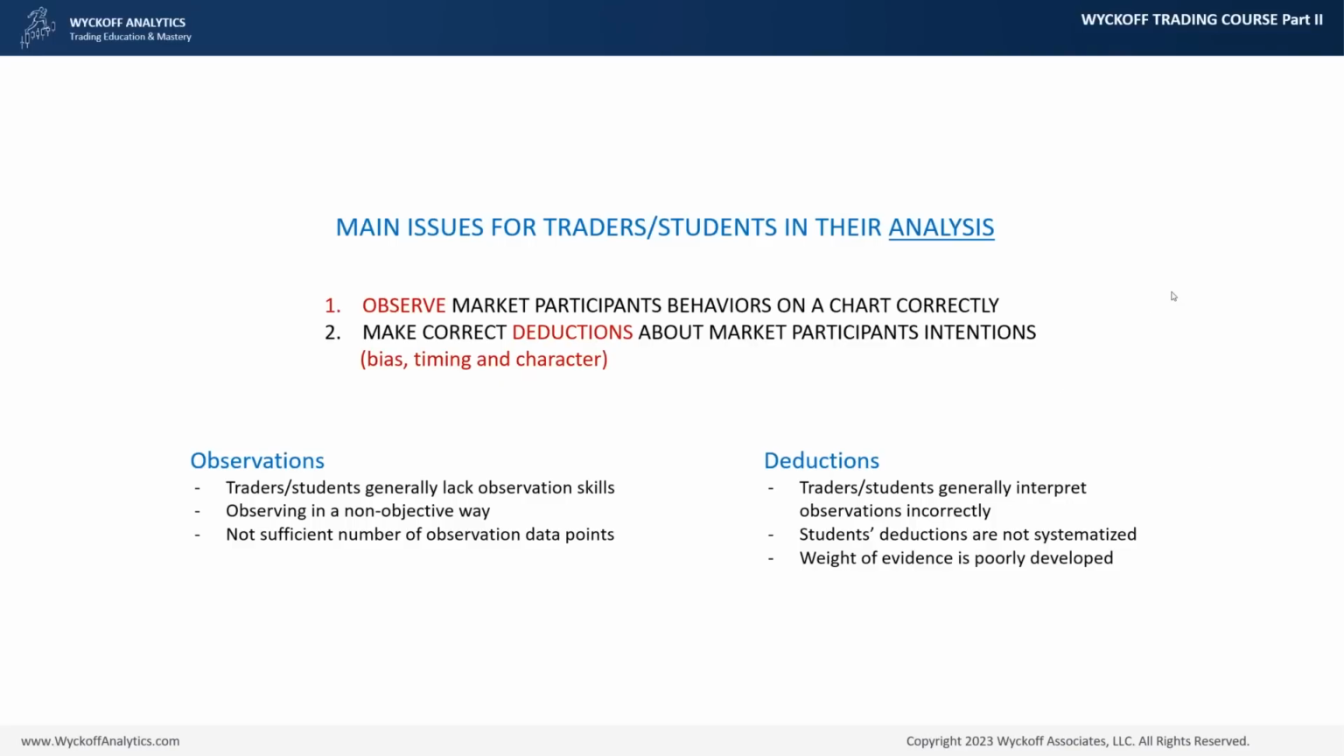All right. Okay, so let's talk about the main issues that we're going to be encountering in our chart analysis. And they are kind of the same as we've discussed them in WTC1. Our first issue is that our observations of the market participants' behavior on the chart are, in a lot of cases, just incorrect. So in all of our classes, and especially foundational classes like WTC1, WTC2, we teach our students how to observe correctly.